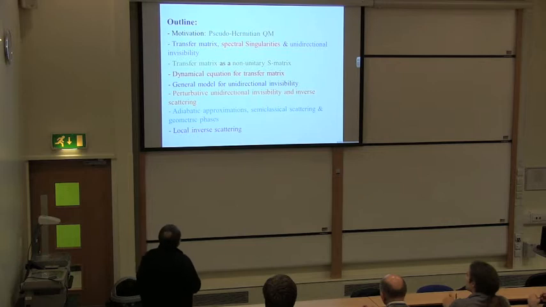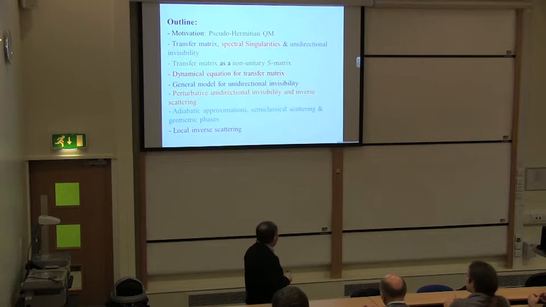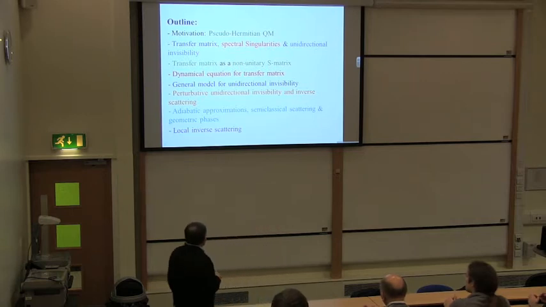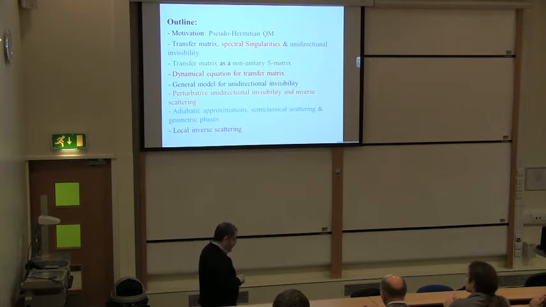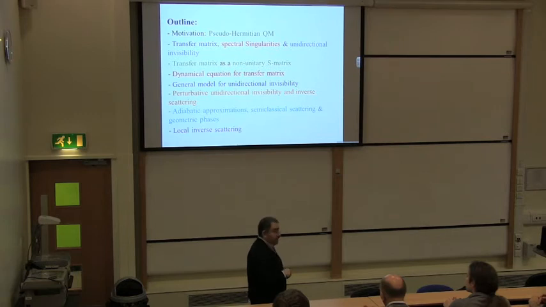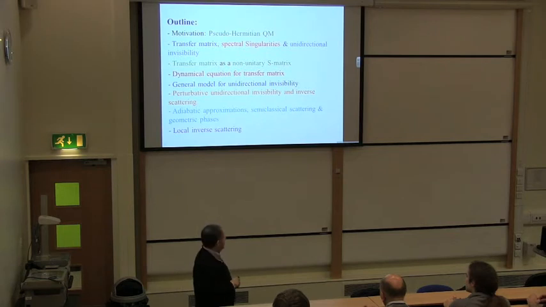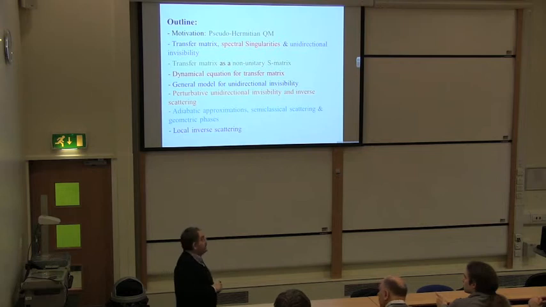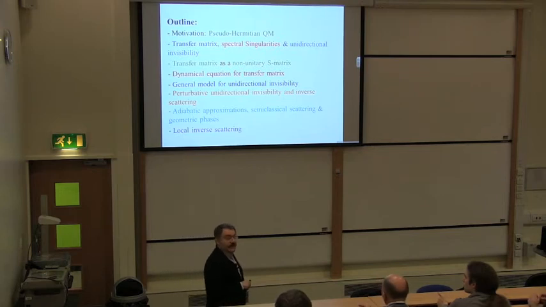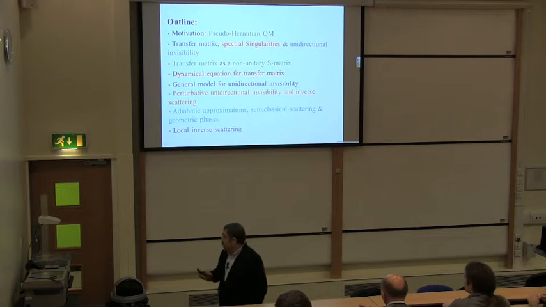I'll discuss perturbative invisibility and perturbative scattering theory, inverse scattering theory, which is very simple in this language. Then I will explain how adiabatic approximation and semi-classical scattering are related, and how you can identify something you have seen since undergraduate quantum mechanics in the scattering wave WKB approximation, geometric phases, which is there already. And then I will talk about this local inverse scattering. Depending on time, I may skip some of the details.